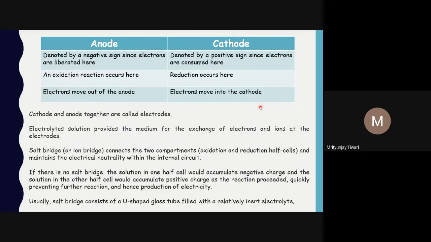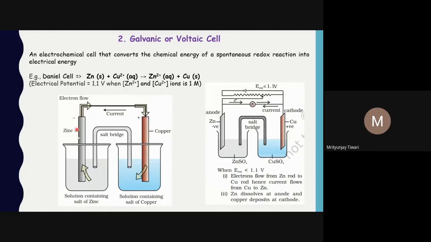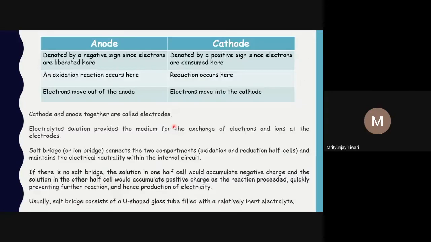Electrons move out of the anode and into the cathode in a galvanic cell. In the electrolytic cell it is the opposite. The cathode and anode together are called electrodes. So the anode is an electrode, the cathode is also an electrode. The electrolyte solution provides the medium for the exchange of electrons and ions at the electrodes.